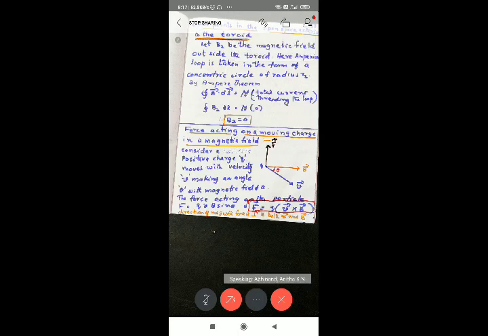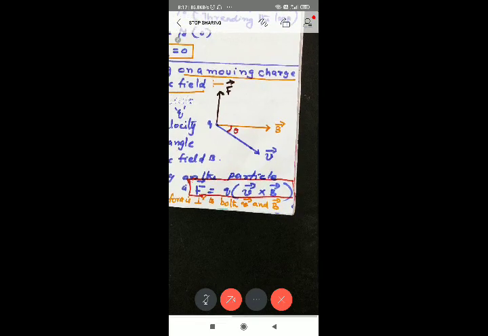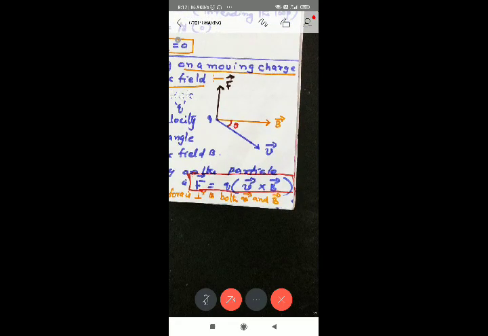Okay. So here we can see a charge Q moving with a velocity V, making an angle theta with the direction of magnetic field. So the charged particle will experience a force, and in which direction that force acts, how much force is acting on it, all such things we have to study.